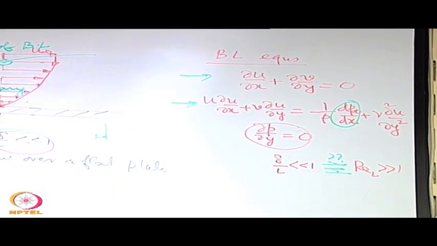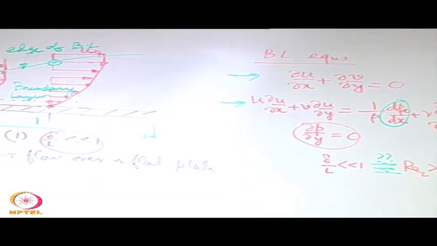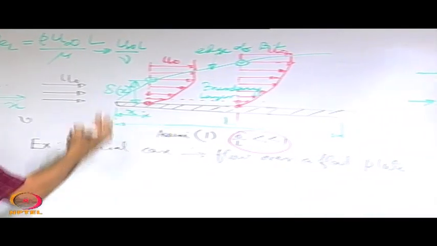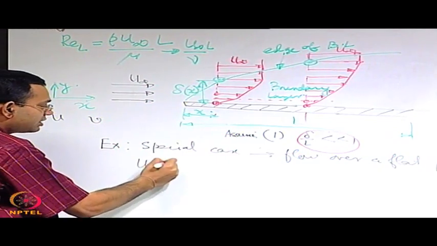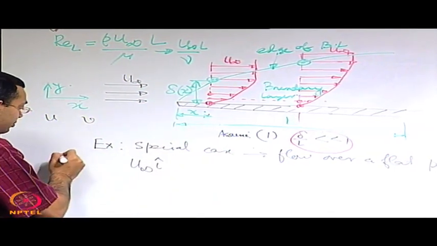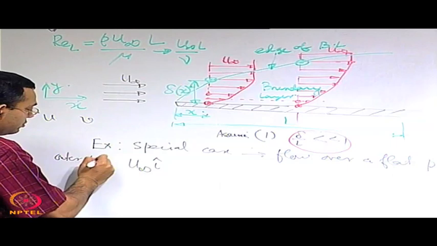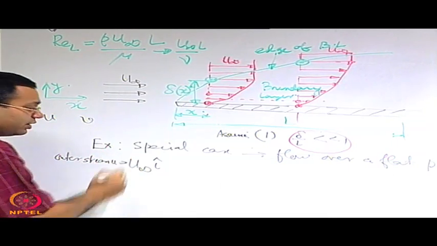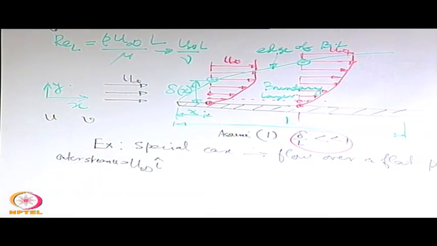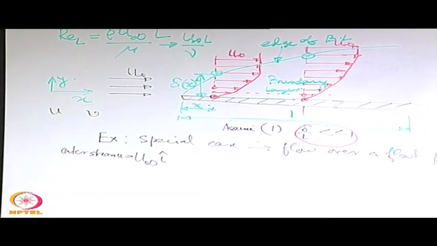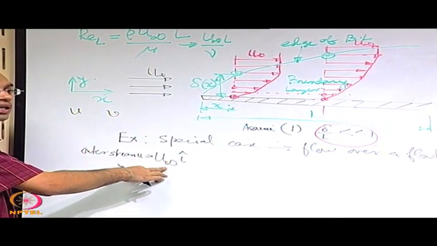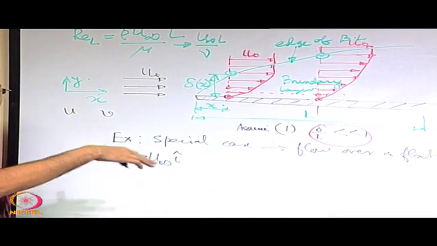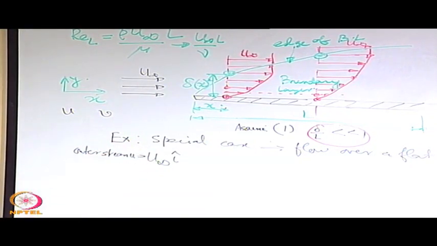Let us consider the outer stream. The free stream flow is u infinity, so the velocity field is u infinity i in the outer stream. The outer stream u is u infinity i, right. You can clearly understand that this is an irrotational flow because there is no gradient in the velocity.